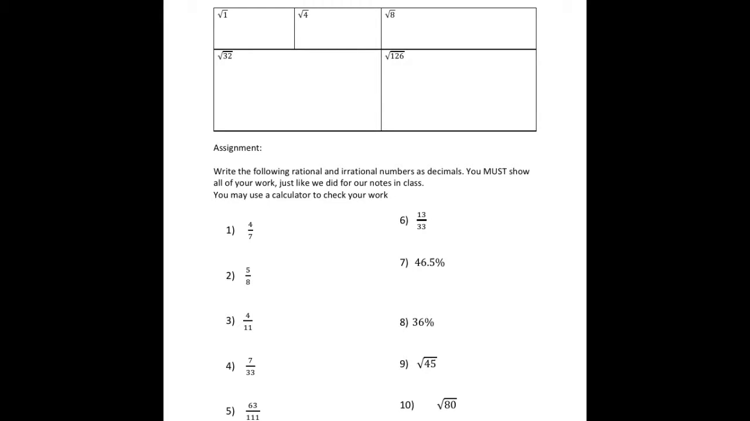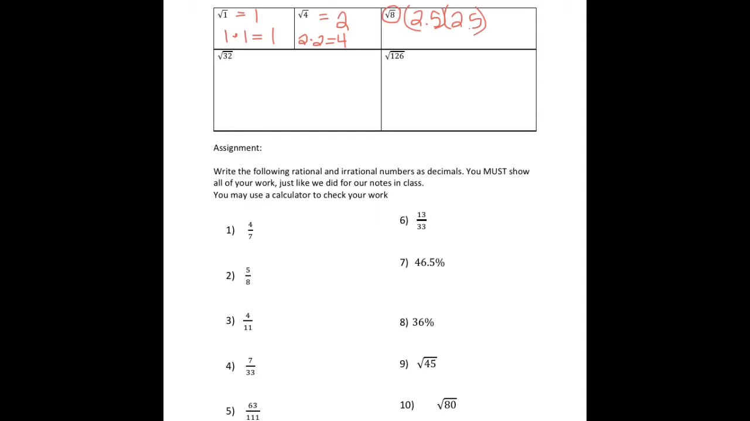So now we're going to look at some radicals. So this first one is the square root of 1. So the square root of 1 is actually the whole number 1, because 1 times 1 equals 1. The square root of 4 is the whole number 2, and that means that 2 times 2 equals 4. There is no whole number that I can multiply by itself to equal 8, but I can guesstimate, or I can approximate, what is 2.5 times 2.5.